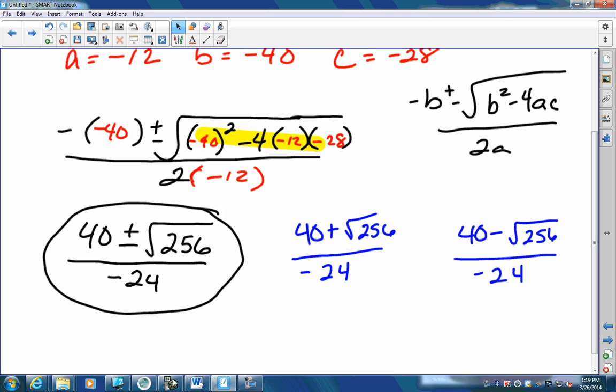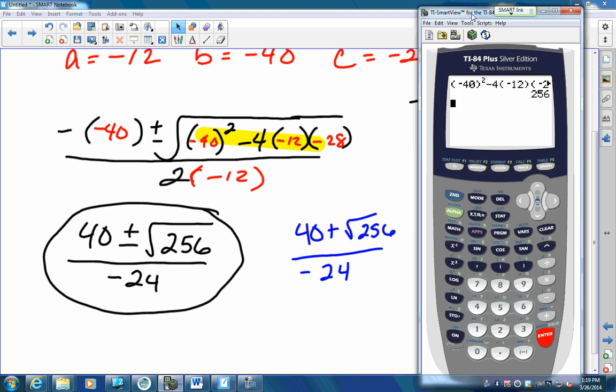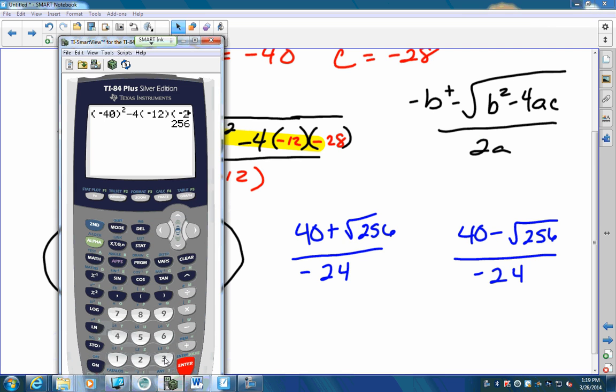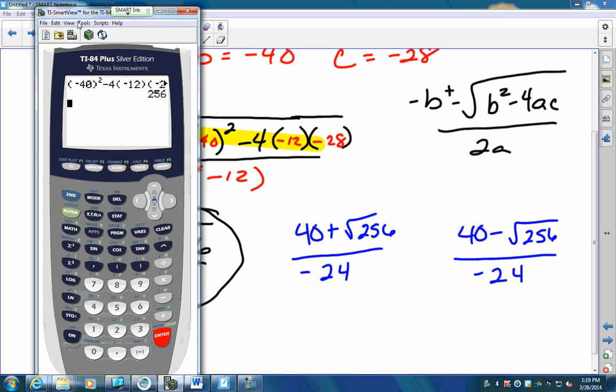All right, so now let's try this. Let's do the first one. Oops, I need my 0 in there. You take 40. That's not a 40. Try again. 40 plus the square root of 256 and press enter. Do not do the dividing yet. Press enter. Now, divide by negative 24 and press enter.